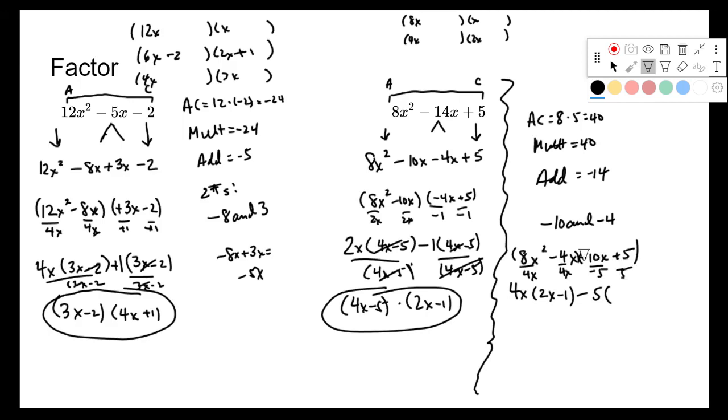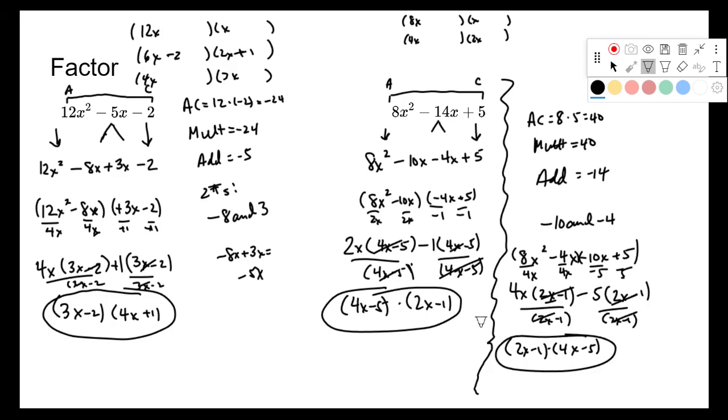And we have negative 10 over negative 5 is 2x. 5 over negative 5, negative 1. And now 2x minus 1 is my GCF, so I can factor it out. Here we go. Cross these out. And we'd have 4x minus 5. And that's the correct answer as well.